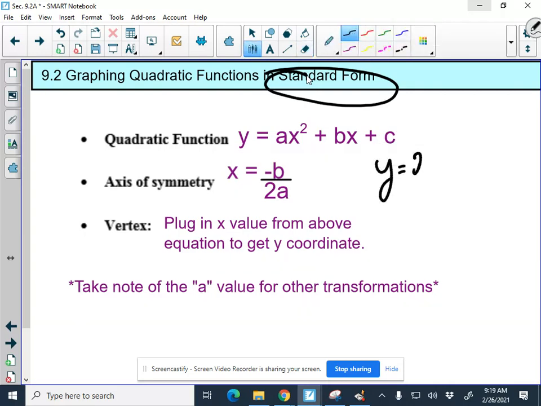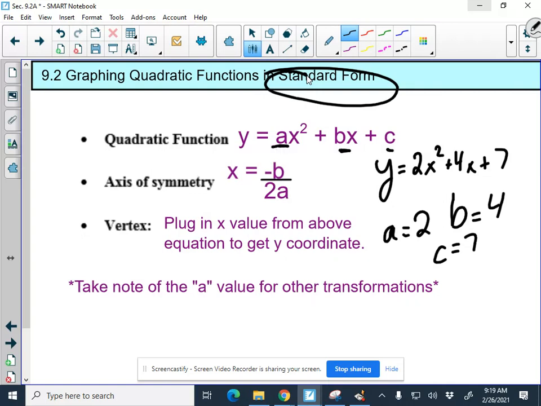Okay? So we look at that, and we can identify what we call a, b, and c. So here, y equals 2x squared plus 4x plus 7. A is therefore 2. It's the coefficient, the number in front of the x squared term. B is 4, and C is 7. So one of the first things you need to be able to do is look and identify A, B, and C. A is always the value on the x squared term. B is the value on the x term, and C is the value here. If you don't see a C, then C must be 0, because there isn't one.